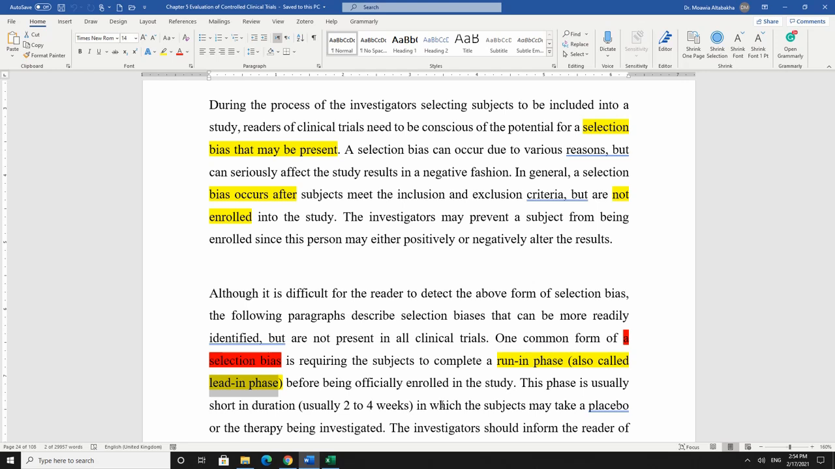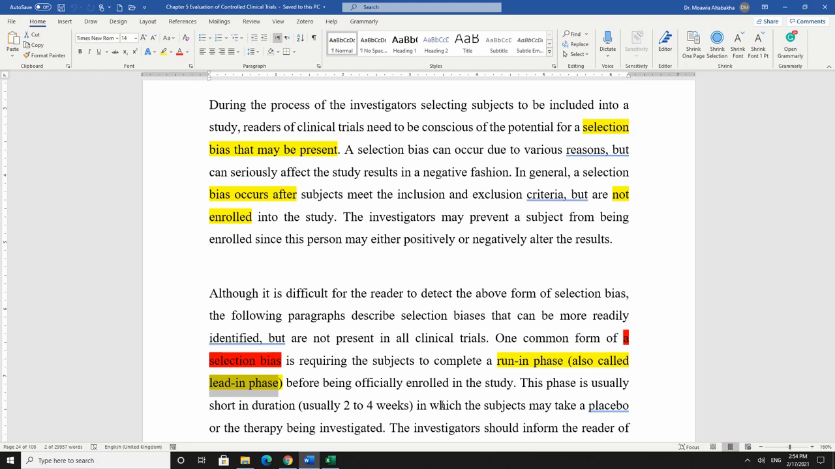But sometimes selection bias is not there. Okay, for example, I'll tell you an example where there is a run-in phase and there is no selection bias. Another example, also for hypertension, I'm recruiting some subjects. They met the inclusion criteria and none of the exclusion criteria were present in them. After that, the aim or goal of the run-in phase is, if they have taken any medication for hypertension, you want to wash that out.